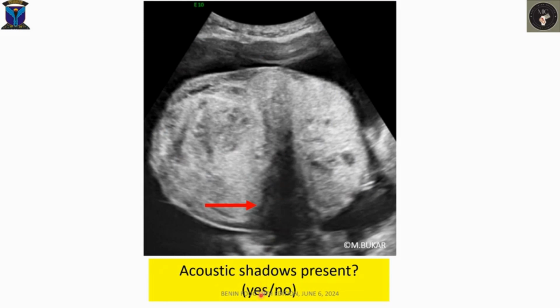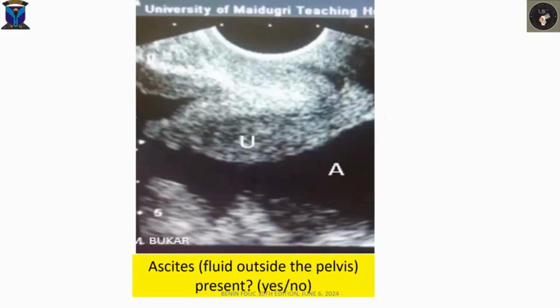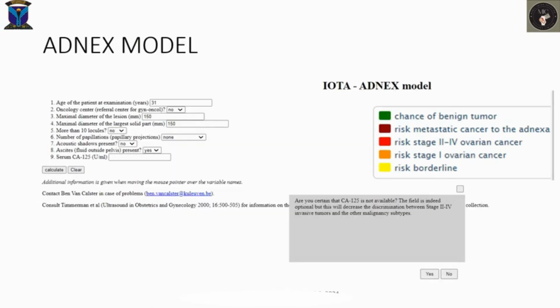Acoustic shadow present, yes or no? Ascites, fluid outside the pouch of Douglas or outside the pelvis.